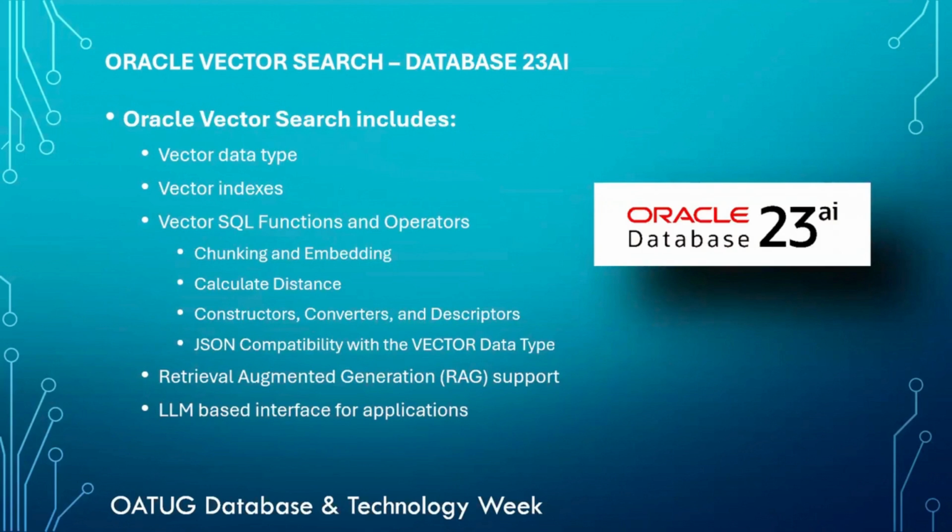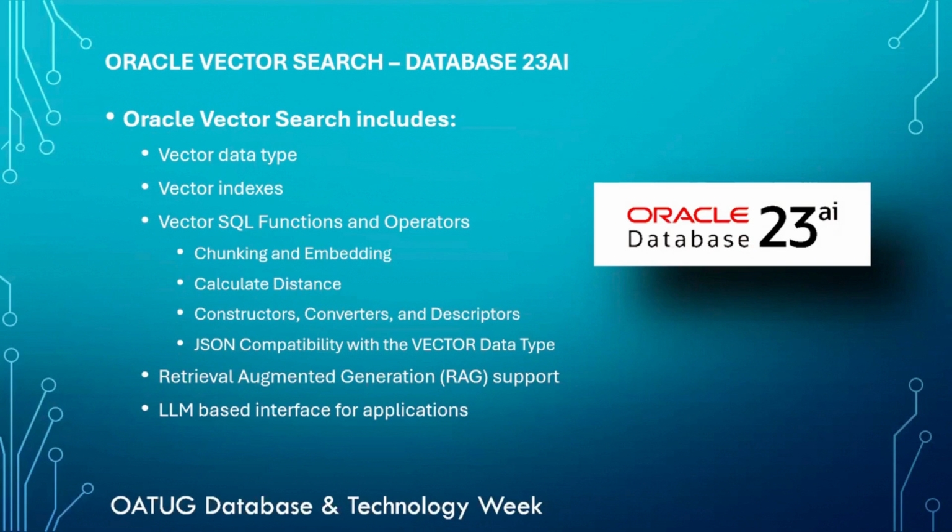Like the vector data type we talked about. There will be a vector data type, and vector indexes will be there in Oracle 23 AI. And there are vector functions. They already developed some of the DBMS functions. You can handle all the vectors. Like you can use vector chunks.